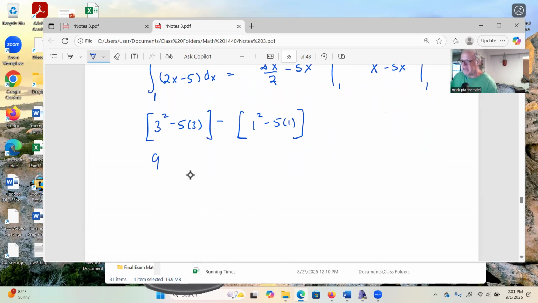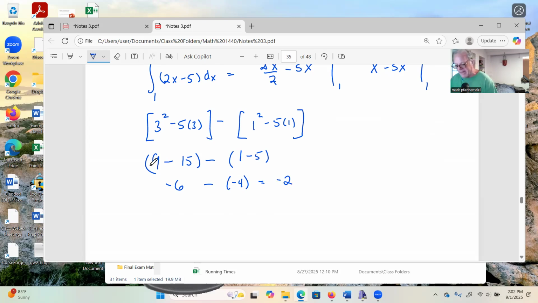So this is going to be 9 minus 15 minus, and then we have 1 minus 5. So we go ahead and deal with this. 9 minus 15, I think that's going to give us a negative 6. 1 minus 5 is going to be a negative 4. The hardest part of things is always the arithmetic. So we end up with negative 6 minus a negative 4. You end up with negative 2.